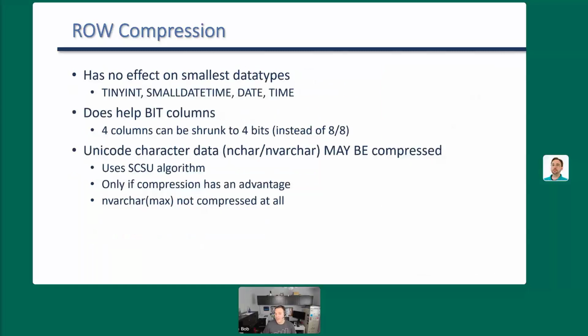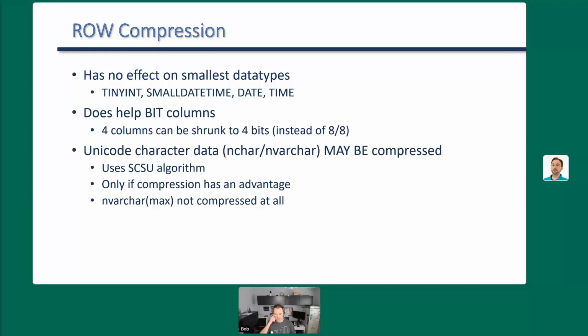Row compression does not affect the smallest data types. So if you have like tiny int, the smallest integer type, or small date time, or date or time, the smallest of those date types, row compression will not change them. Those can't be changed.